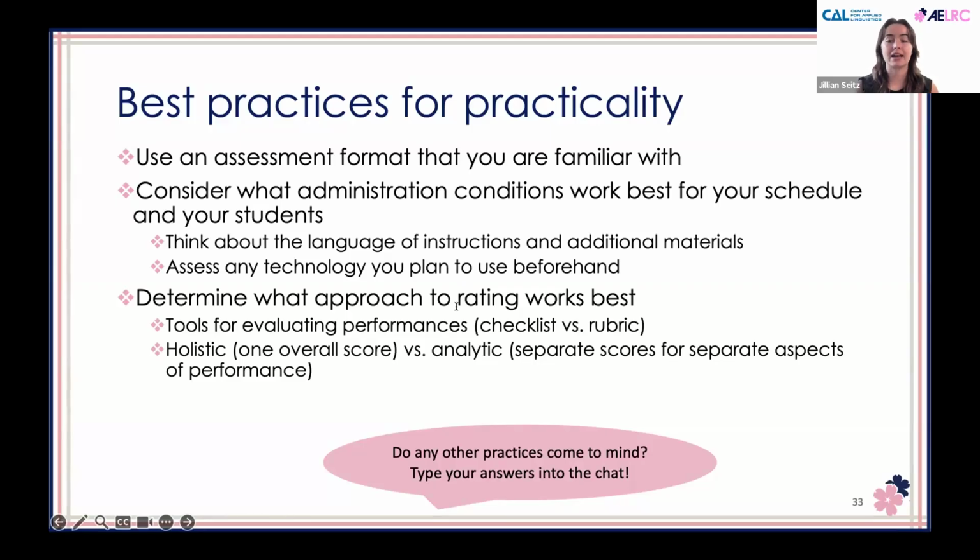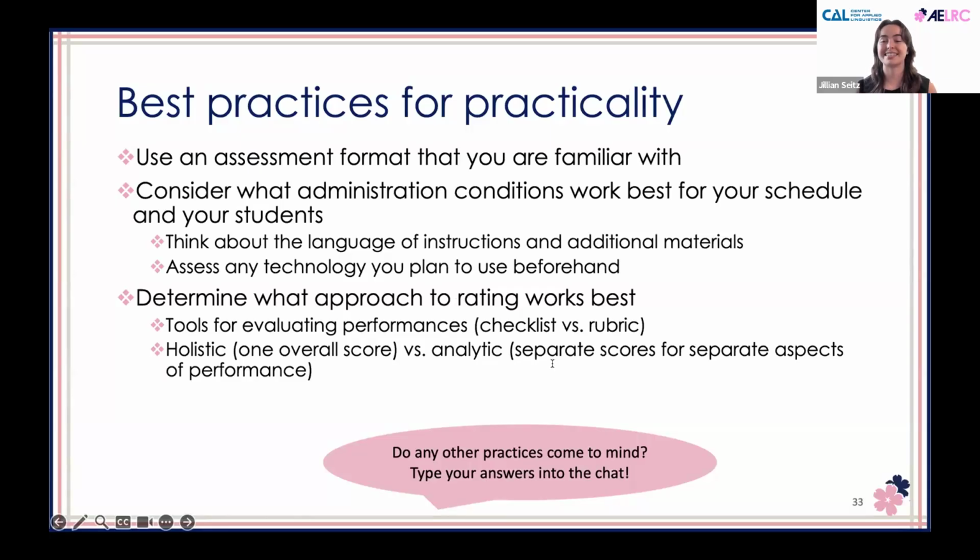We won't get a chance to dive in too deeply to scoring practices today, but I do just want to mention that depending on your assessment purposes, it may be important to weigh the pros and cons of a holistic or an analytic scoring approach. A holistic approach allows you to give one overall score, while an analytic approach will give individual scores for different aspects of performance. This can be a consideration if you're assessing the practicality of a given scoring approach.